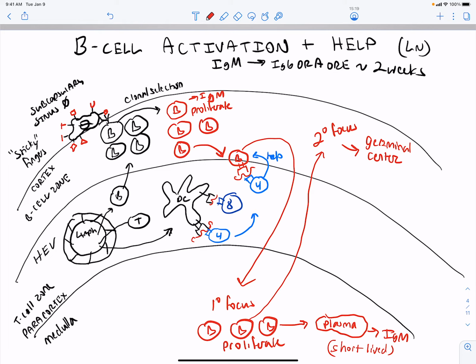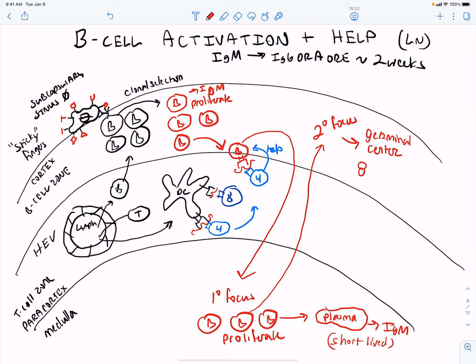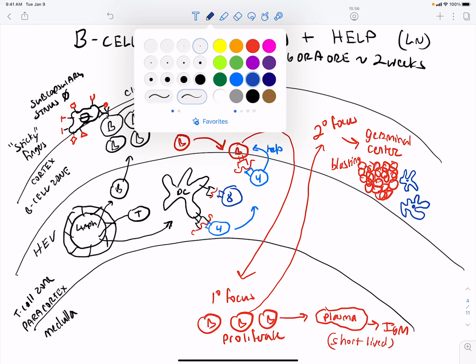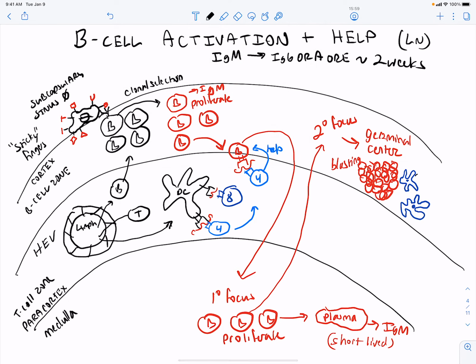Now in the germinal center, you're going to have a lot of what we call blasting cells. So they're very dense. So the B cells are dividing like crazy. So you're going to have blasting. And then you're also going to have regions in your germinal center where you have your follicular dendritic cells. And follicular dendritic cells are going to be similar to those subcapsular sinus macrophages, and they have sticky fingers.